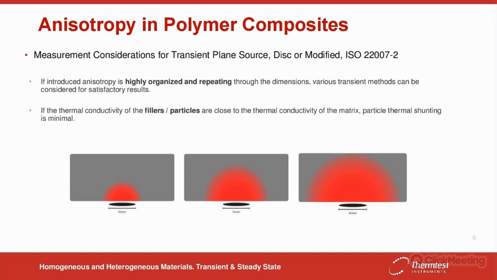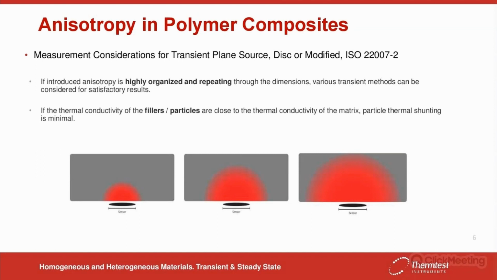So a little bit more detail on that. Measurement considerations for transient plane source or modified versions of it. If your material is highly organized, various transient methods can be considered. If the thermal conductivity of the fillers and particles is close to that of the matrix, this effective shunting is minimal. So through various webinars and research papers, we see that the smaller the particle, the more well dispersed it is, that sensitivity to the heterogeneity is reduced.